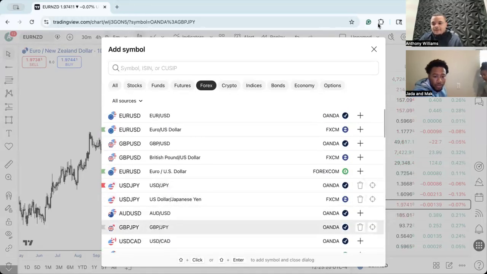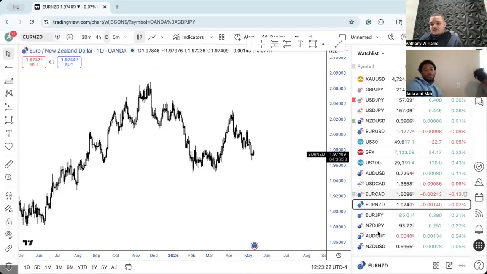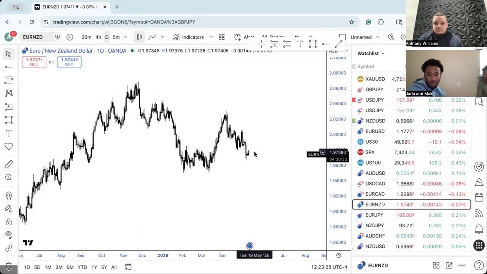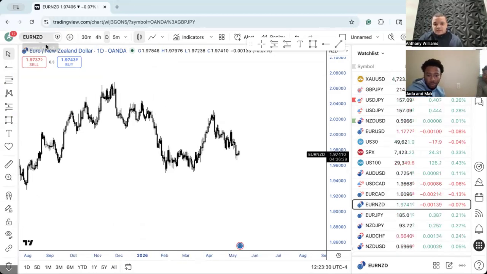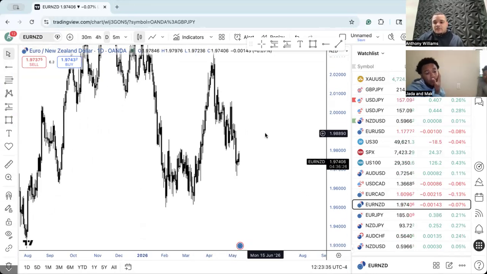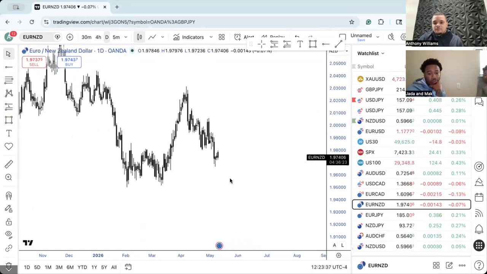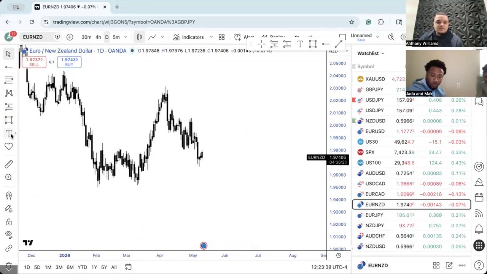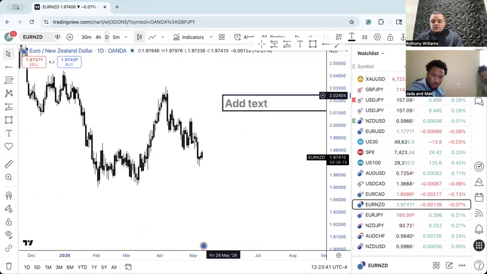GBP JPY. Okay. The only reason I'm bringing all this extra stuff up, I don't want you getting confused, is because I needed to find a sell. There's no selling markets. So I don't trade EUR NZD at all. It's just a pair that's selling right now. Nothing changes on what we were doing. Everything is still daily sell.